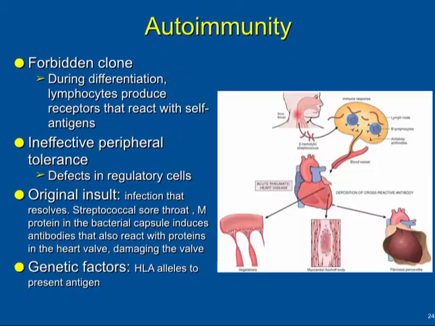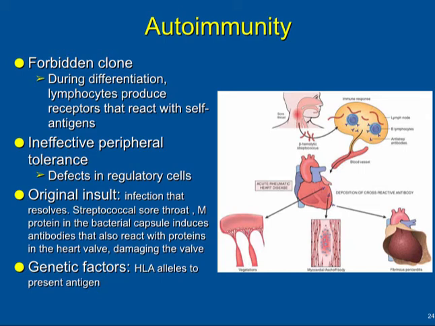Another example is a forbidden clone. So during differentiation, lymphocytes produce receptors that react with self-antigens. Another example is ineffective peripheral tolerance, so there are just defects in your regulatory cells.